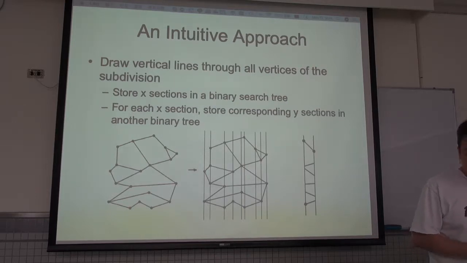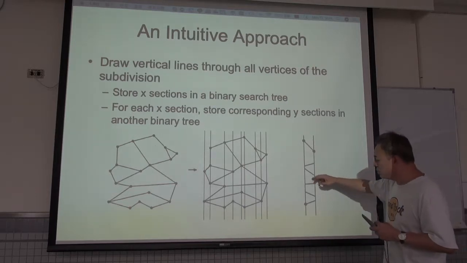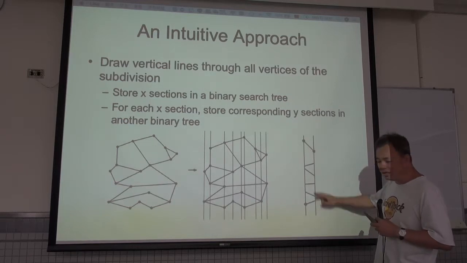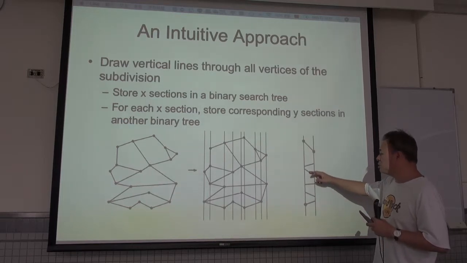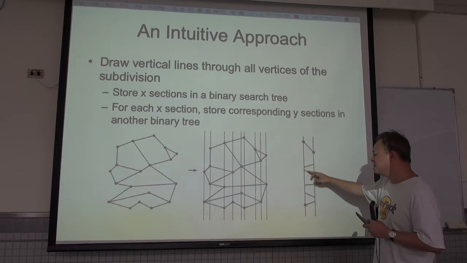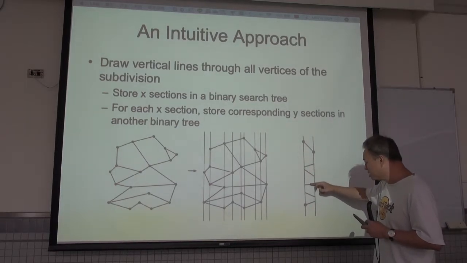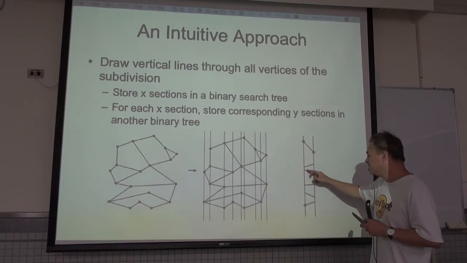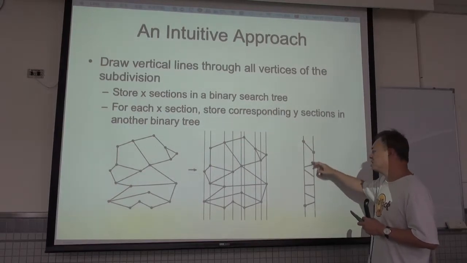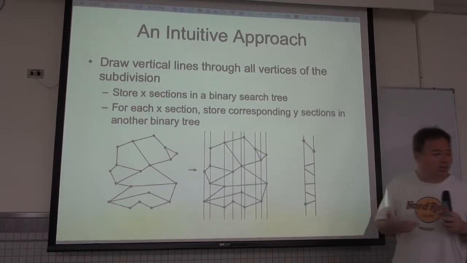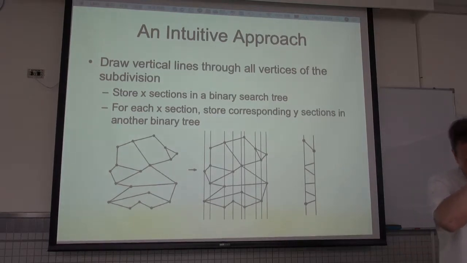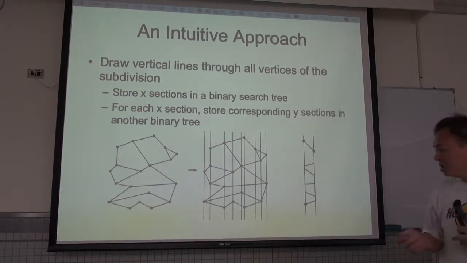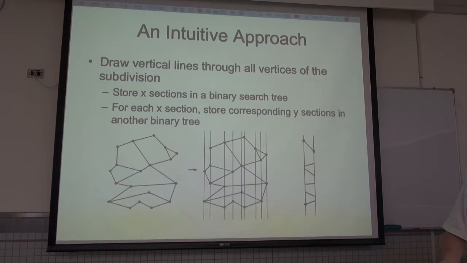If it's below, you need to go to the left subtree. If it's above, then you need to check if that point is above this line or not. If it's above this line and below that line, great, it's inside here. If it's also above this line, you go to the right subtree, and so on. That's pretty straightforward. Those are the details I needed to fill in.